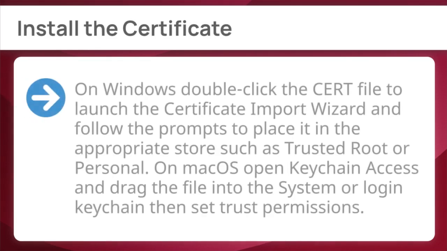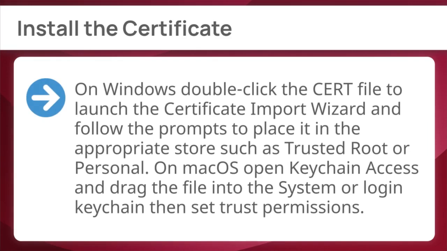Next, install the certificate. On Windows, double-click the CERT file to launch the certificate import wizard and follow the prompts to place it in the appropriate store, such as Trusted Root or Personal. On macOS, open Keychain Access and drag the file into the system or login keychain, then set trust permissions.